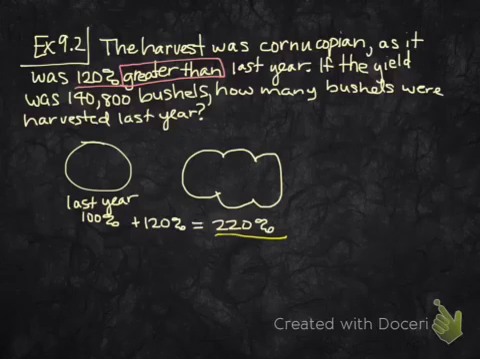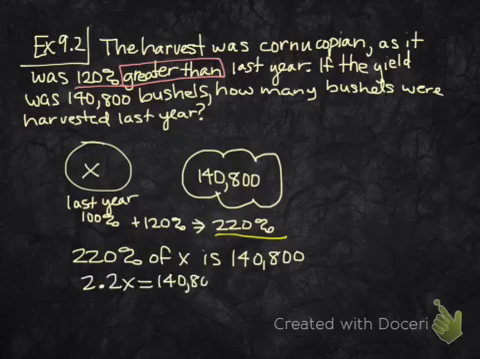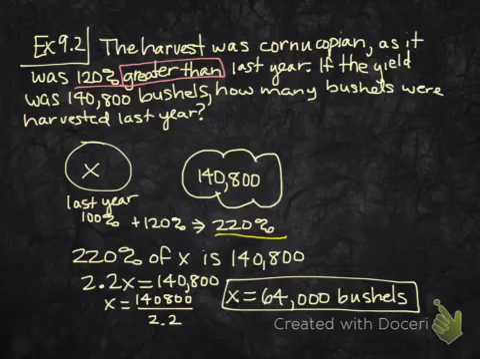So we know our new total is 220%, and it says that the yield this year is 140,800. So we can write a statement that 220% of x is equal to 140,800. In decimal form, 2.2x equals 140,800. Then divide both sides by 2.2, and we get x is equal to 64,000 bushels.